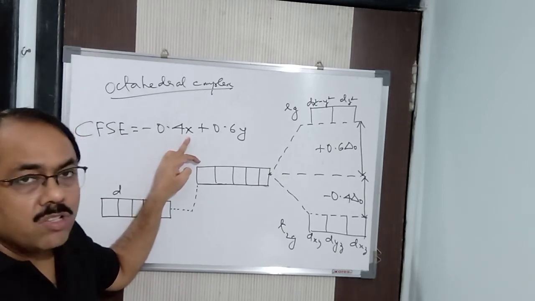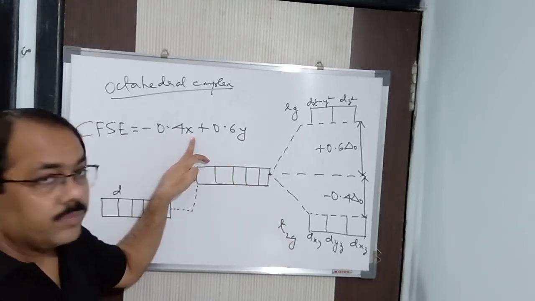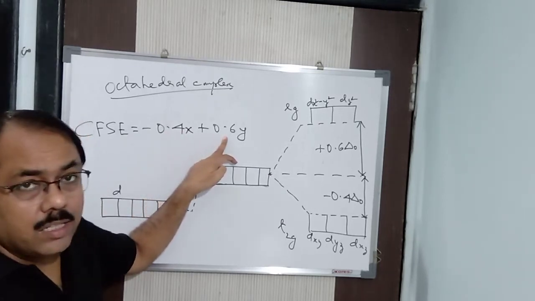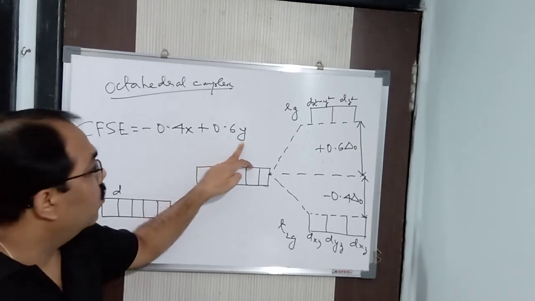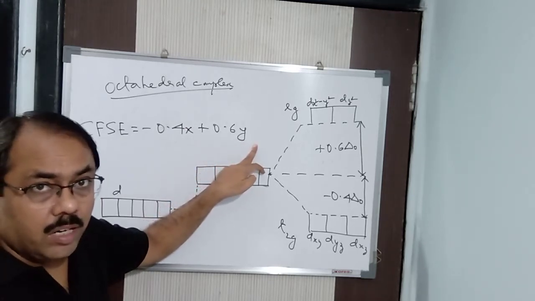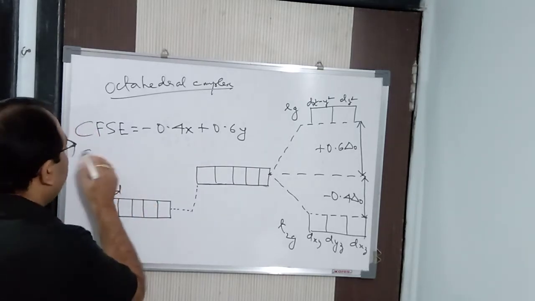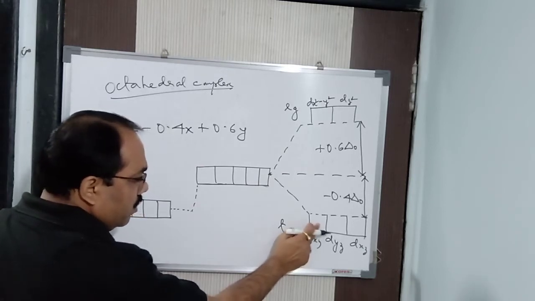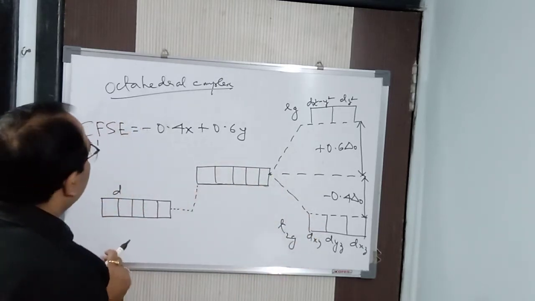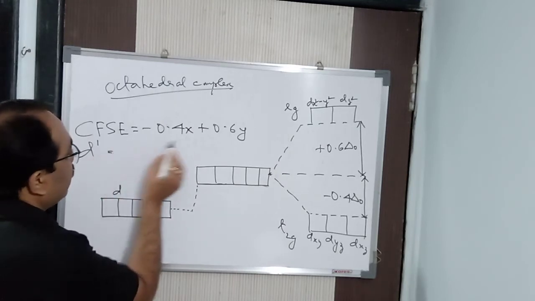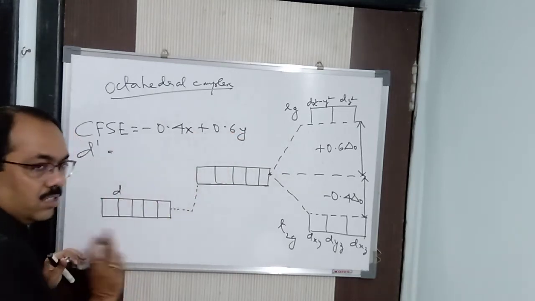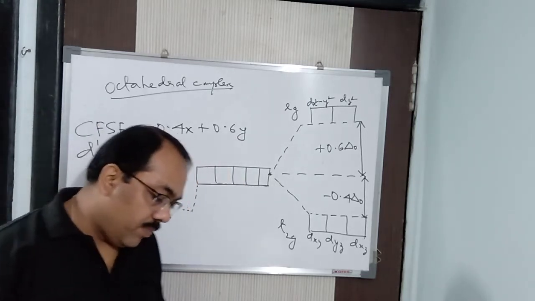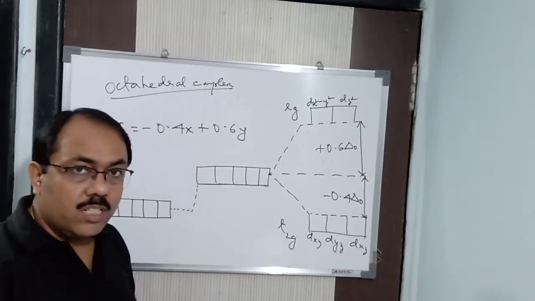So in this way, what you find is that here it is minus 0.4x. Suppose number of electrons involved in T2G is 1. So it is minus 0.4 into 1. Suppose number of electrons involved in EG is 0. So Y will be 0. For example, for D1 configuration, first electron will go to the lower orbitals, isn't it? That is T2G. So X and Y stand for number of electrons in T2G and EG.